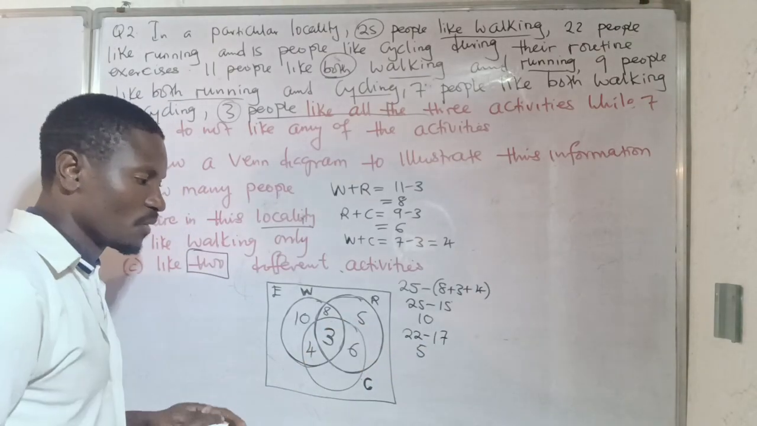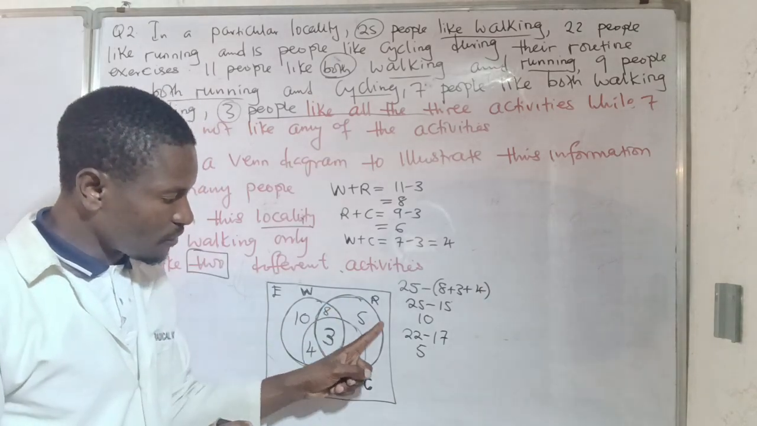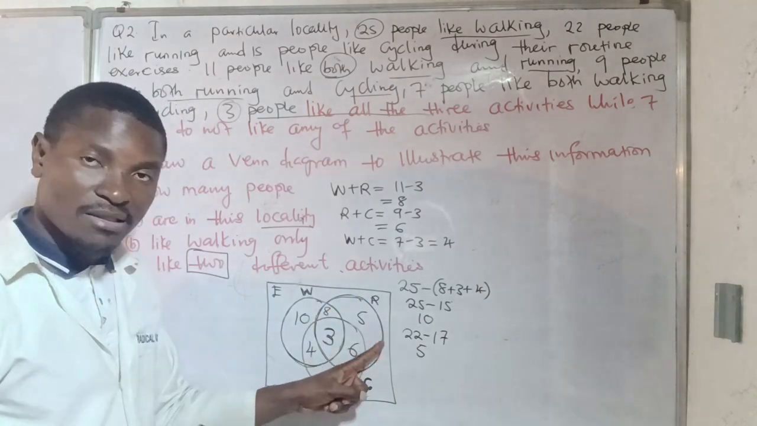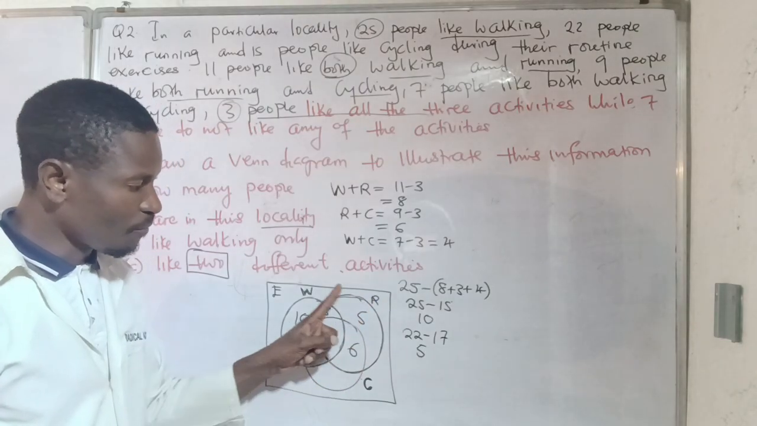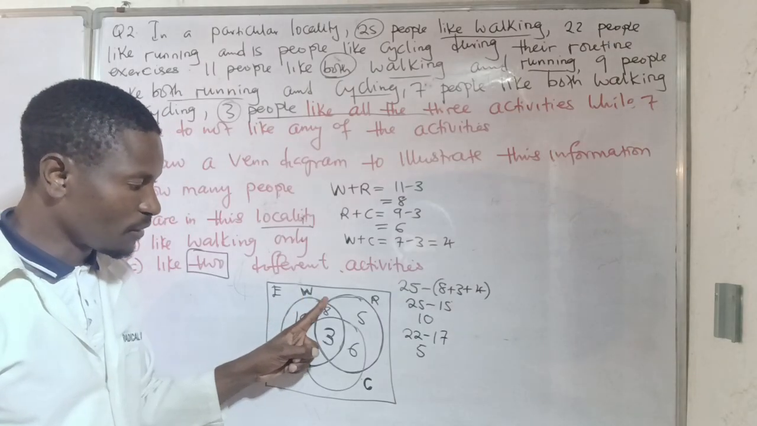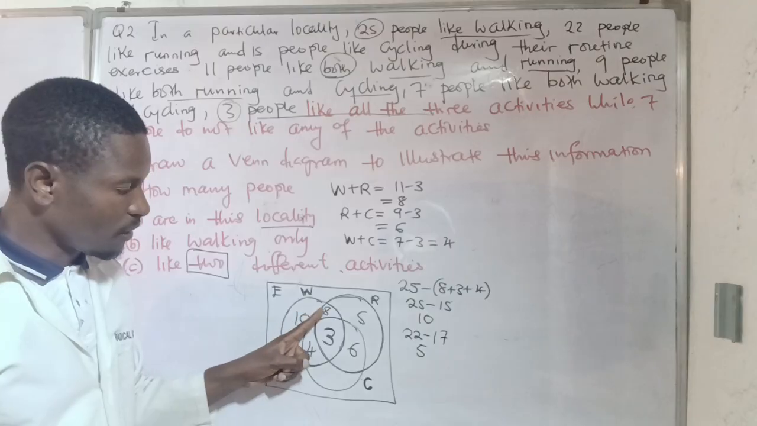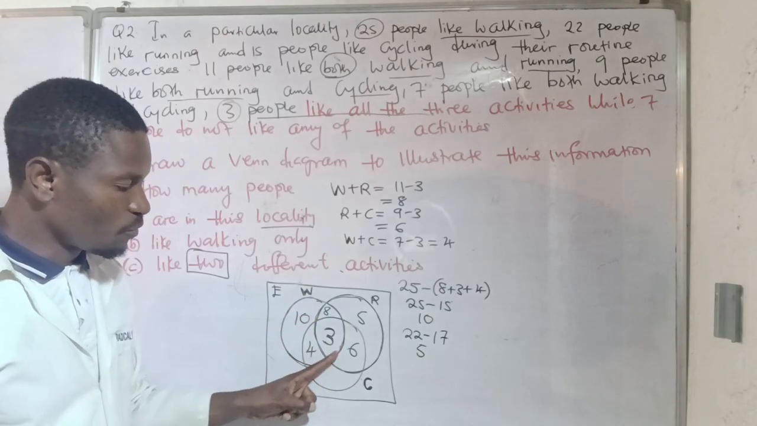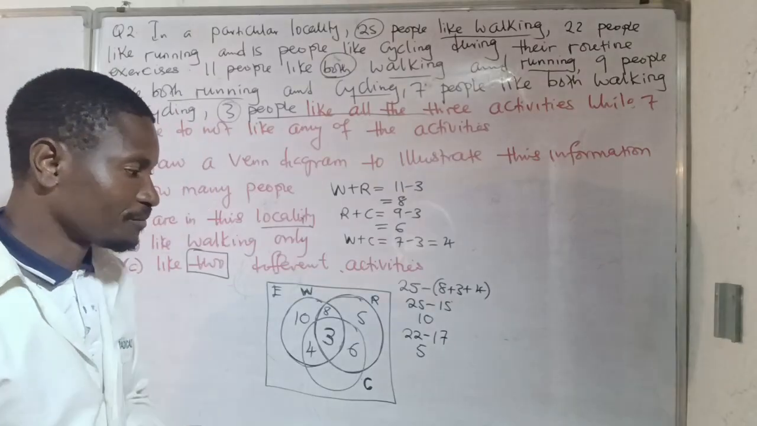Now, the idea is to make sure that when I add every single number within this running circle, I should be able to get 22. The same applies to walking. Anything inside this, 10, 8, 3, 4, should give you 25. That is the key concept there.